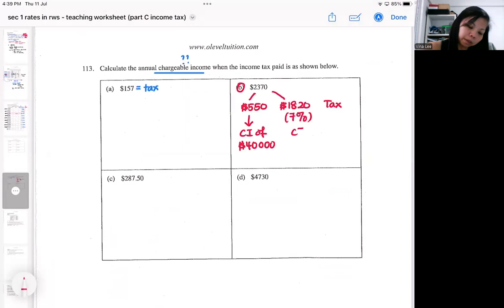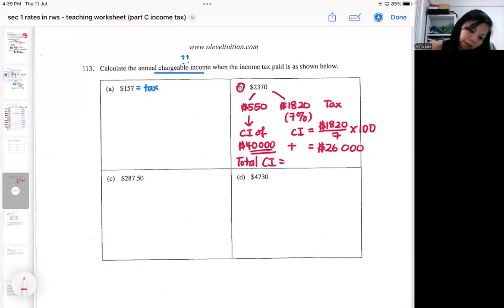So what is the chargeable income in the second basket? You can divide by the 7%, then times 100. You need to calculate the chargeable income for both baskets. So the second basket is 26,000. So the total chargeable income will be this plus this. So you actually get 66,000.